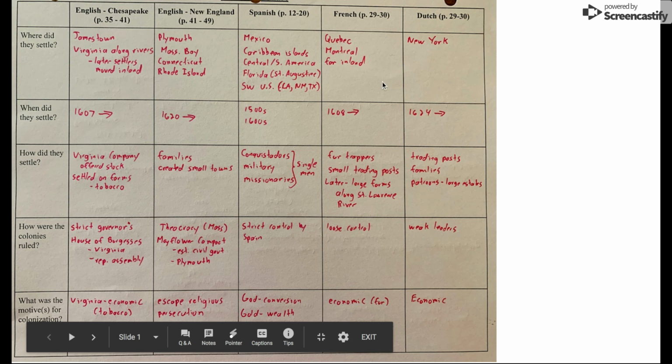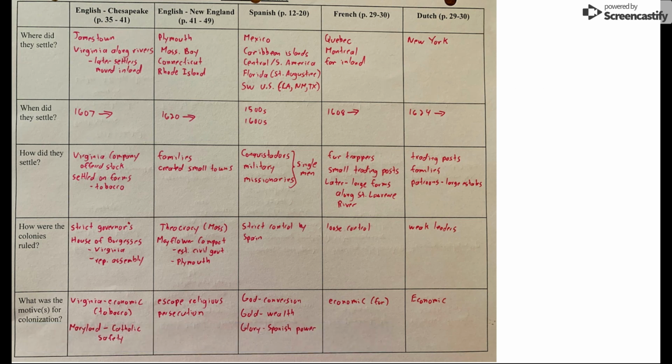Okay, here we go. I want to spend a little bit of time talking about the settlement chart that you guys did. I'm not going to go through every single box on here, but I am going to talk about a few of the things that I think are really important here. So first, let's look at the French and the Dutch here.